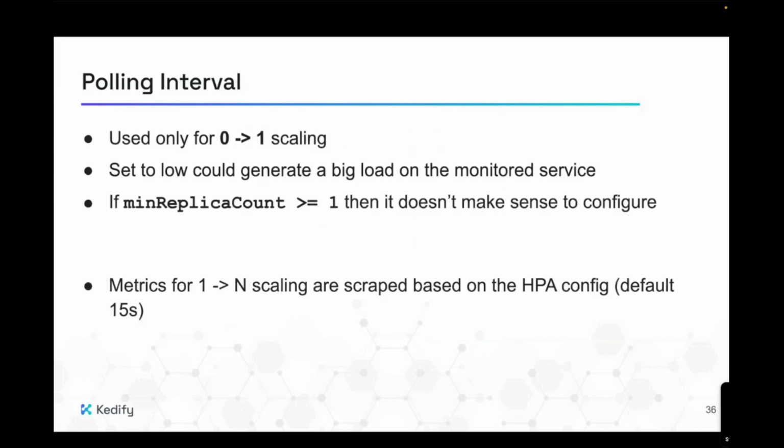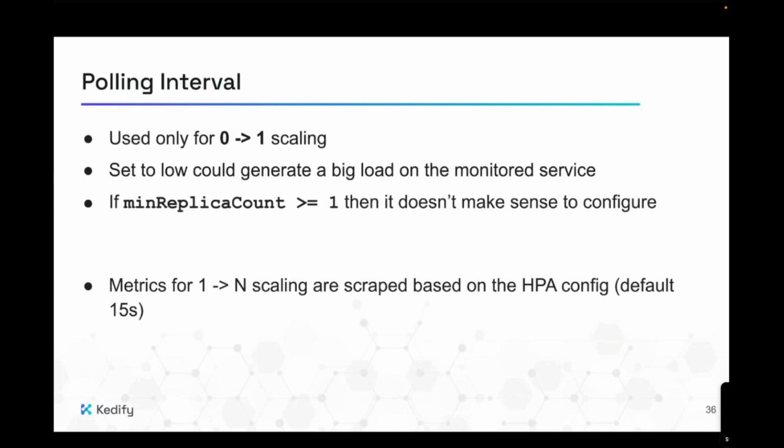Polling interval, very good stuff. When KEDA tries to get the metrics from the target service, for example Kafka, there is a polling interval. I don't know, by default maybe 30 seconds or 60 seconds. But there we define how often KEDA should ask for a new metric. But the polling interval is used only for 0 to 1 scaling, because this is the scaling managed by KEDA.